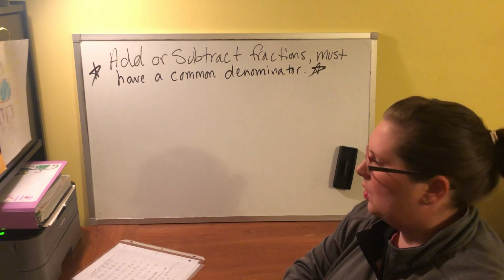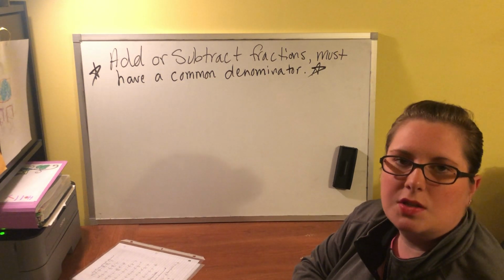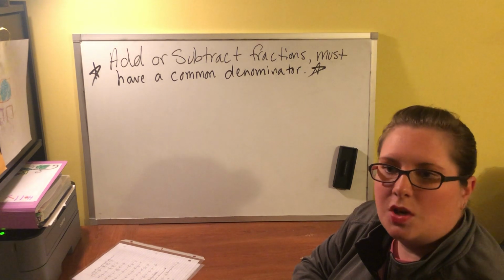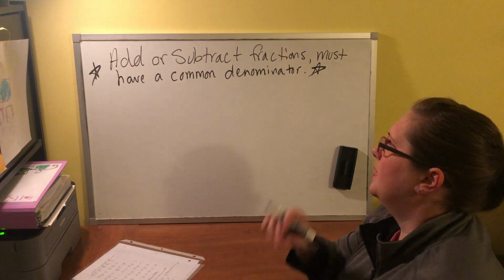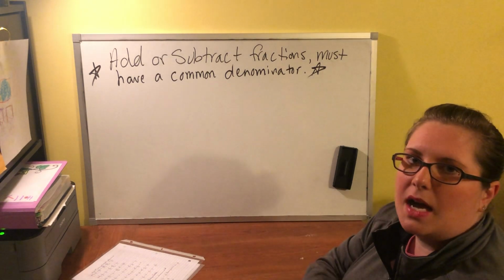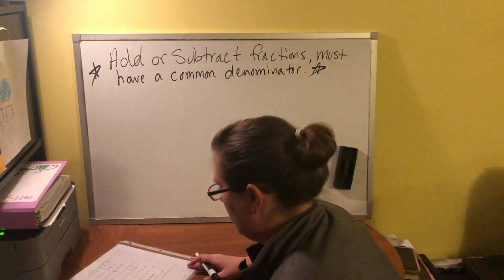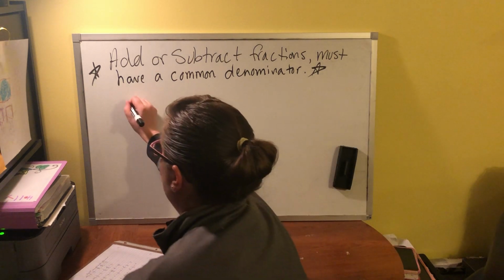Multiplication and division, we could care less. Doesn't matter what the fractions are. Doesn't matter what the whole numbers are. We make it work. We don't need to worry about common denominators, okay? But adding and subtracting, you have to have a common denominator, okay? So don't get that confused. So let's look at some examples.